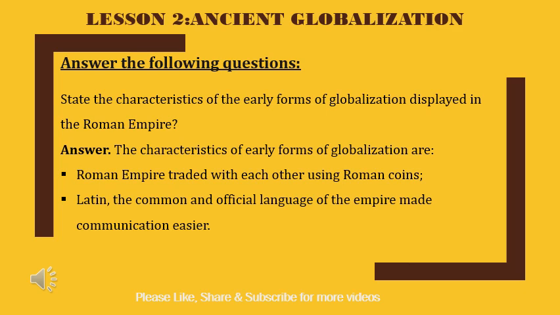Answer the following questions. State the characteristics of the early forms of globalization displayed in the Roman Empire. The characteristics of early forms of globalization are: the Roman Empire traded with each other using Roman coins. Latin, the common and official language of the empire, made communication easier.